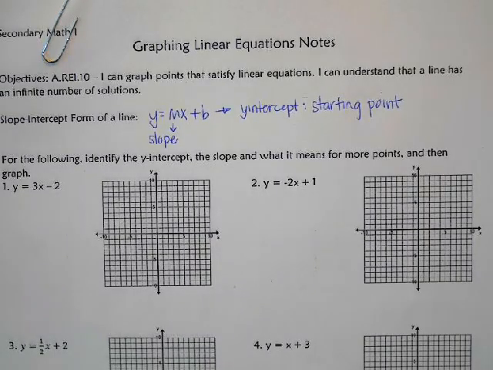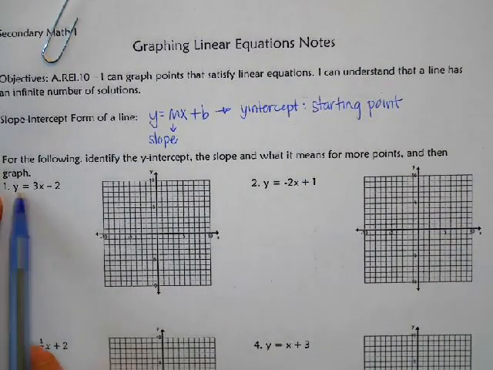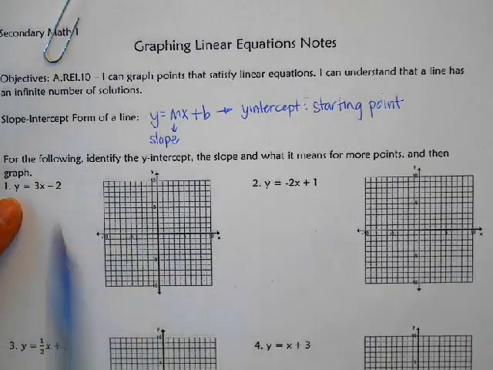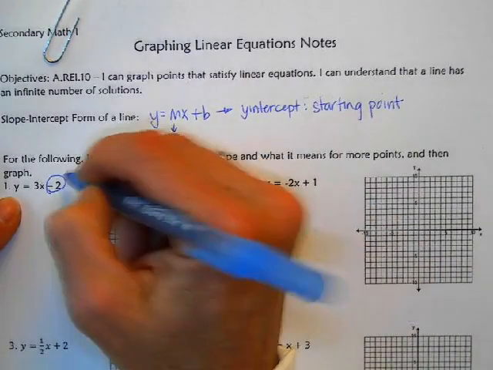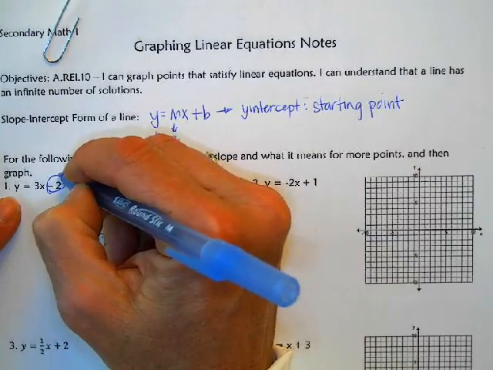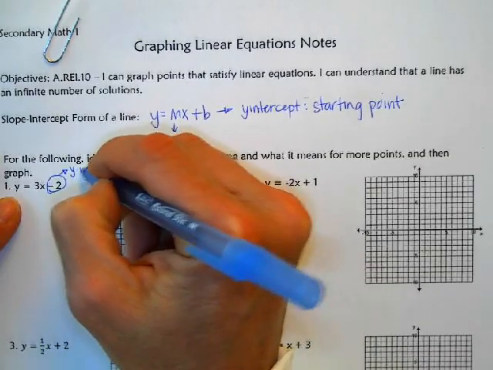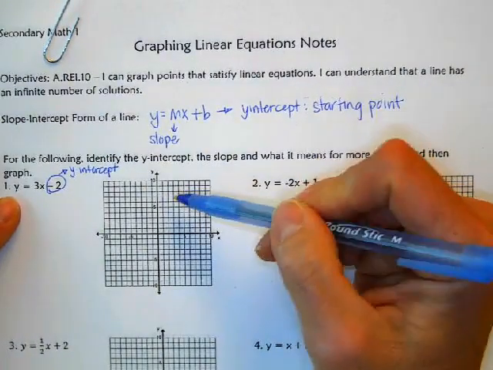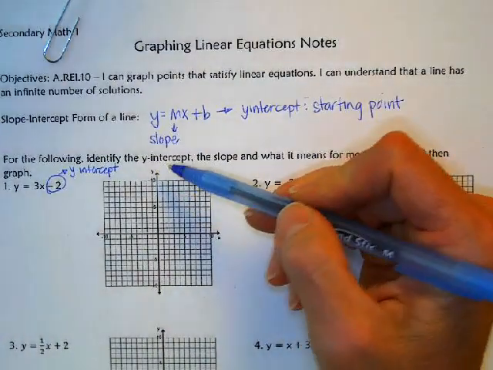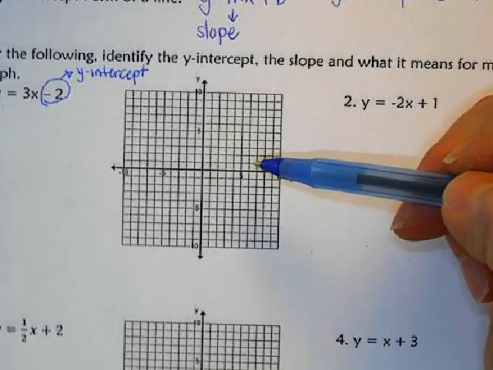For the following, we're going to identify the y-intercept, the slope, and what it means for more points, and then we're going to graph it. When we are looking at our equation here, the number that does not have x with it will always be the y-intercept. And that means we're going to start on the y-axis. Let me zoom in here.